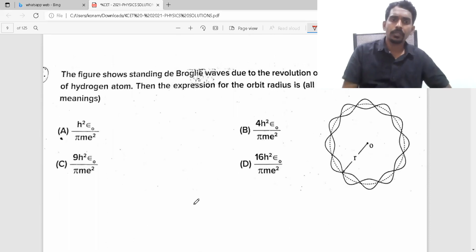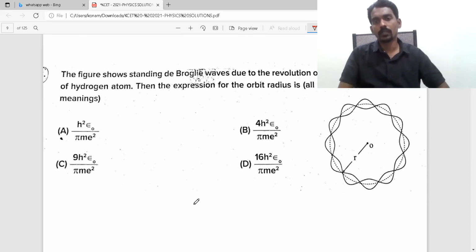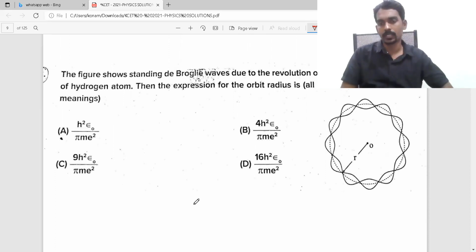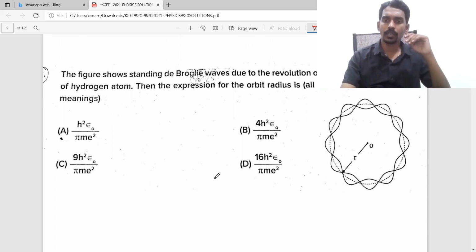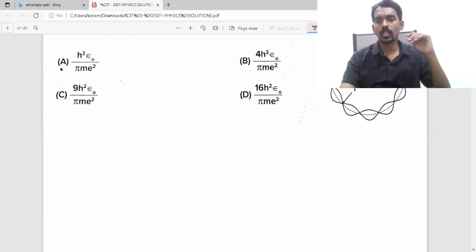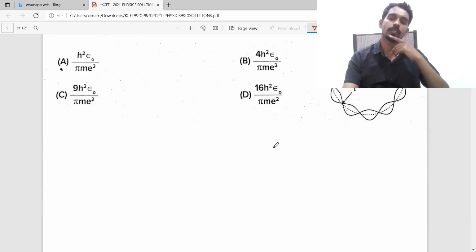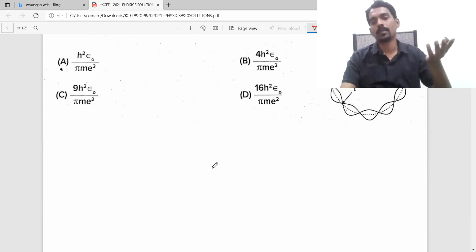Now here, the figure shows the standing de Broglie waves due to the revolution of electron. This is actually the explanation of de Broglie hypothesis for Bohr's second postulate based question. What de Broglie hypothesis says is, for every moving particle, there is a wave associated. So all electrons are revolving in a circular path around the nucleus. So here also they have given such path, so that this total length we can express in terms of wavelength. Like nth orbit means n lambda, third orbit means 3 lambda, fourth orbit means 4 lambda.